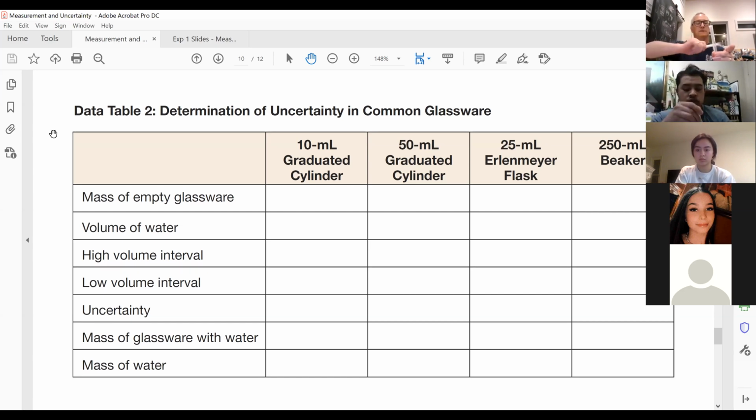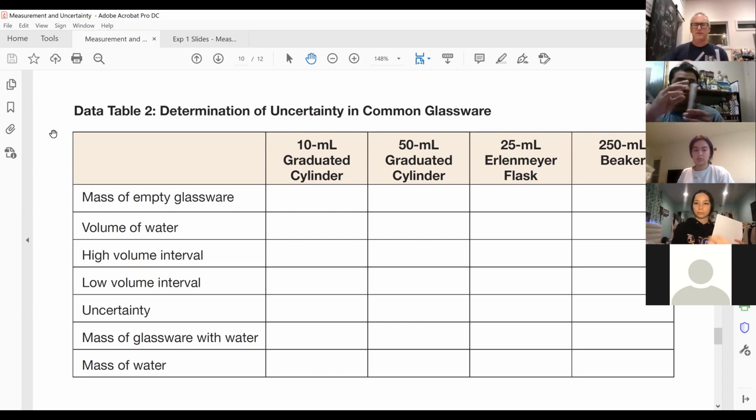Which size do you want us to use again? You use the 10 mil graduated cylinder, the 50, the big one, and then we use the flask and the beaker.